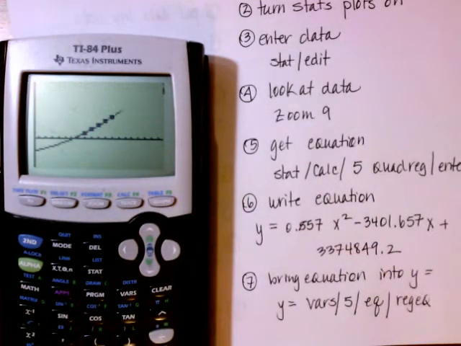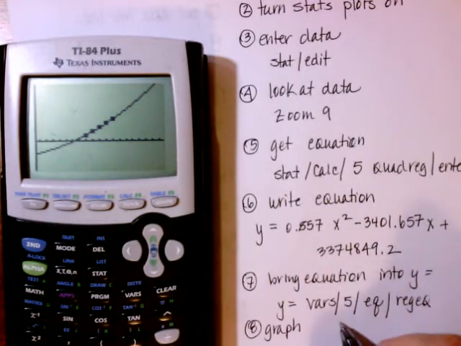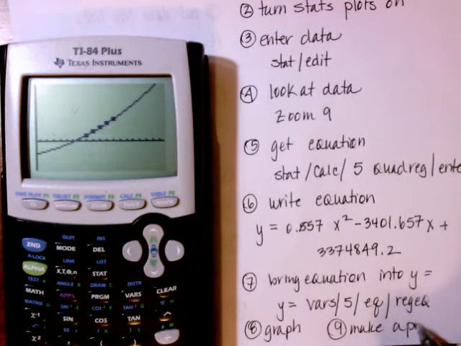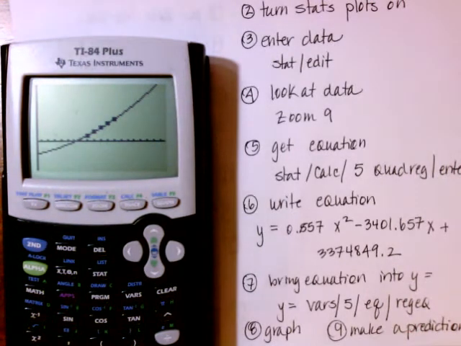And notice that it's going through almost every single data point. Really nice model. Alright. And then the last step, we graphed it again, which is our step 8. The last step would be to make a prediction. But at this point, we're not going to make a prediction. We're just going to worry about learning the process. So I hope at this point that the process seems to be a little bit clearer.